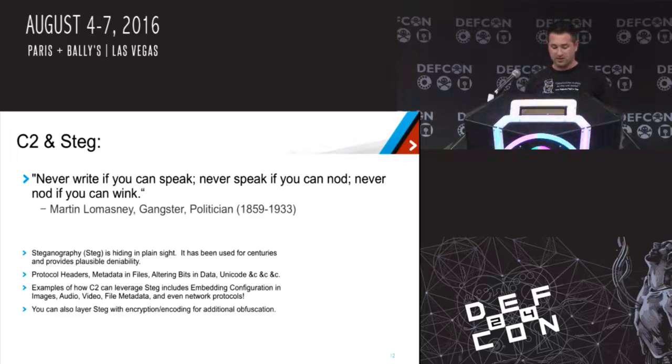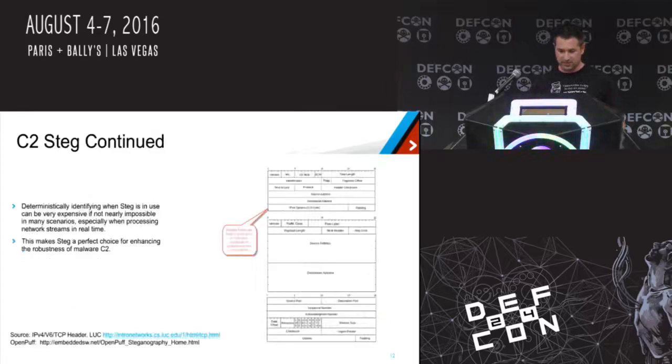And when you look at it, there's actually a wealth of potential opportunities and places that you can hide this data. Everything from protocol headers, if you're talking about the network layer, metadata in files, and all different types of encodings, audio, video, etc. We'll go into some of this. It really makes for an excellent place to hide your data and to have plausible deniability. And of course, you can layer other techniques on top of it, so you can leverage encryption plus steganography to hide things in plain sight, if you will. So let's take a look at a few examples.